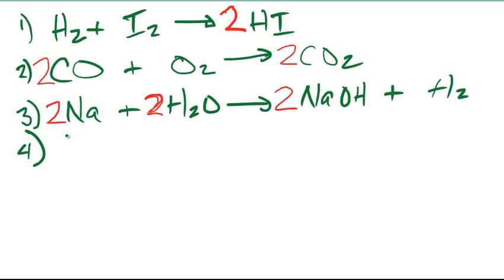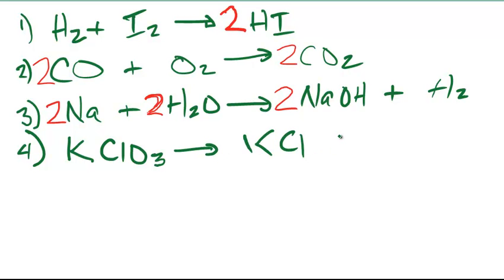Okay, so here we go. Potassium chlorate, the chlorate polyatomic is ClO3, decomposes to form potassium chloride plus oxygen gas. Very good. When I said decomposes, that was a pretty good clue that this is a decomposition reaction.